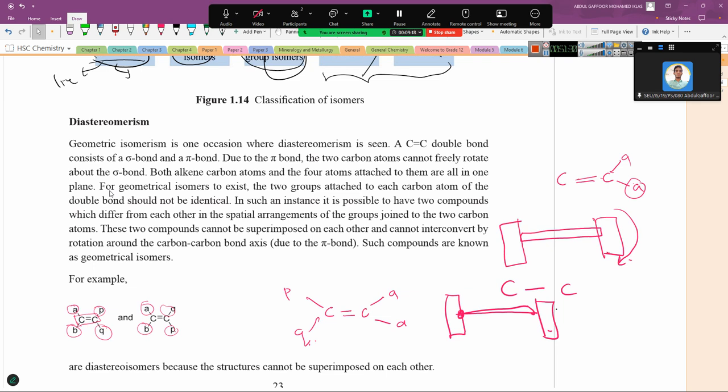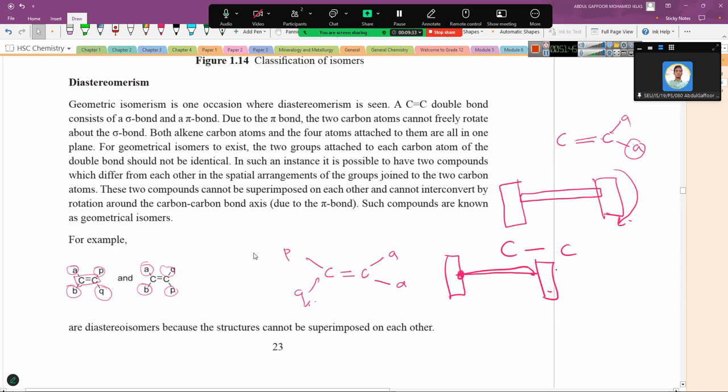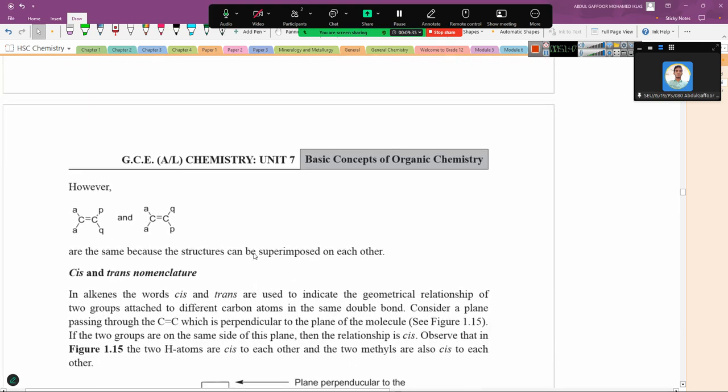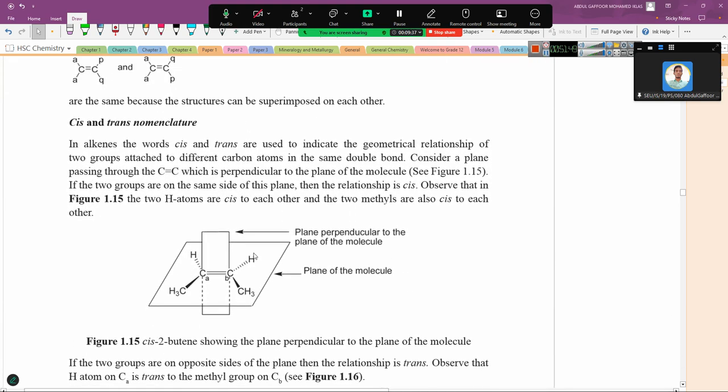Okay. So both alkene carbon atoms and the four atoms attached to them are all in one plane. For geometrical isomers to exist, these things you can read and understand, right? So you have got the idea, right? Now we will talk about cis and trans nomenclature. I already told you there will be cis and trans also in our nomenclature, right?